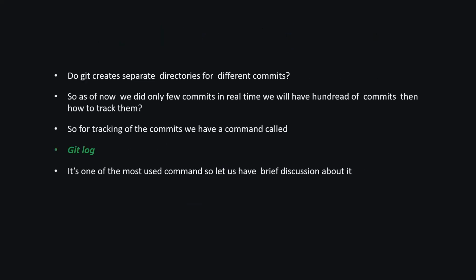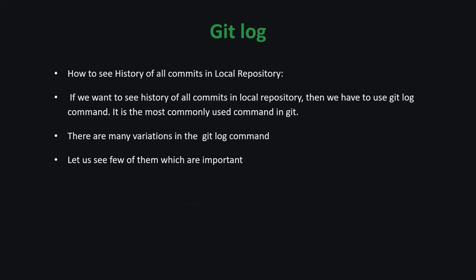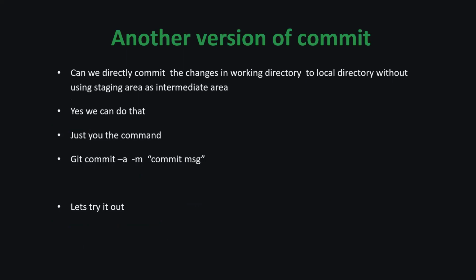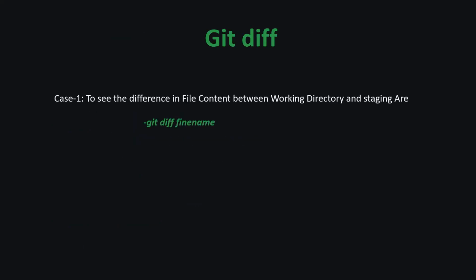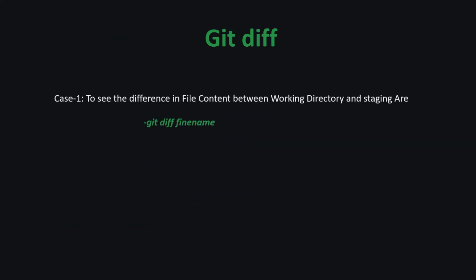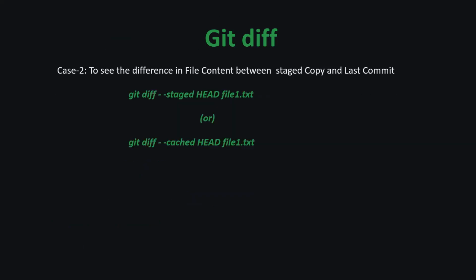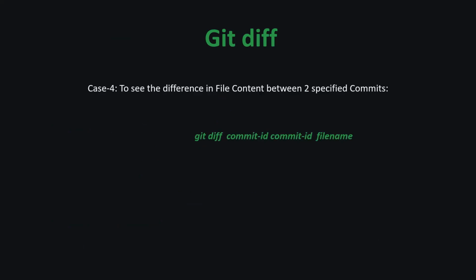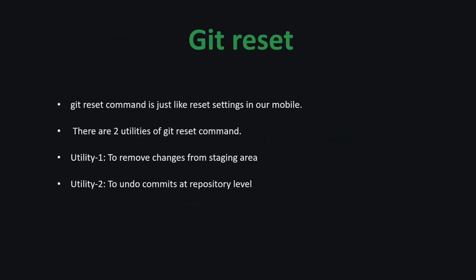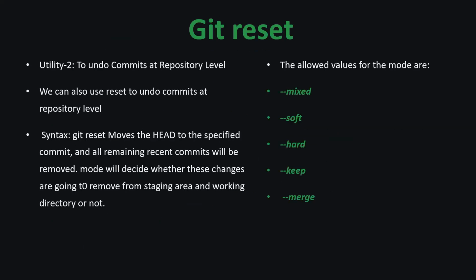Git log, git log --oneline, git log -n number of lines, git log with a pattern, another version of commit, git diff, which shows the difference, git diff for a directory, git diff with a file name, git rm, git checkout, git reset.